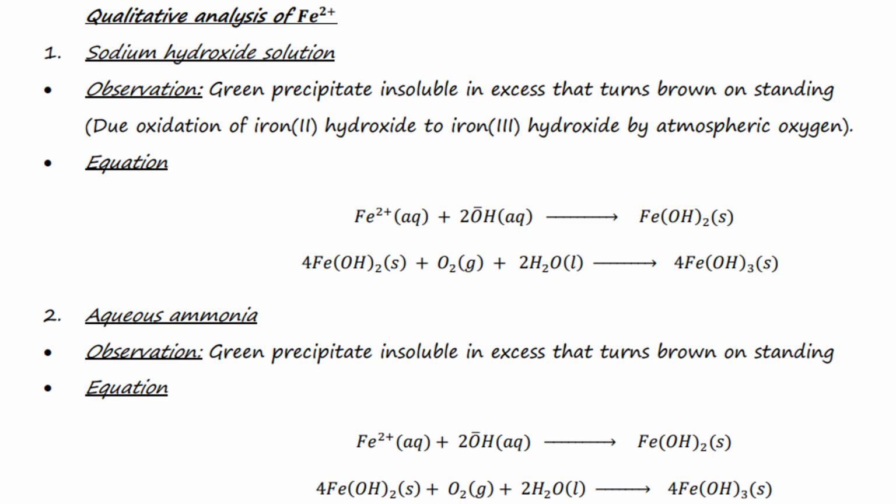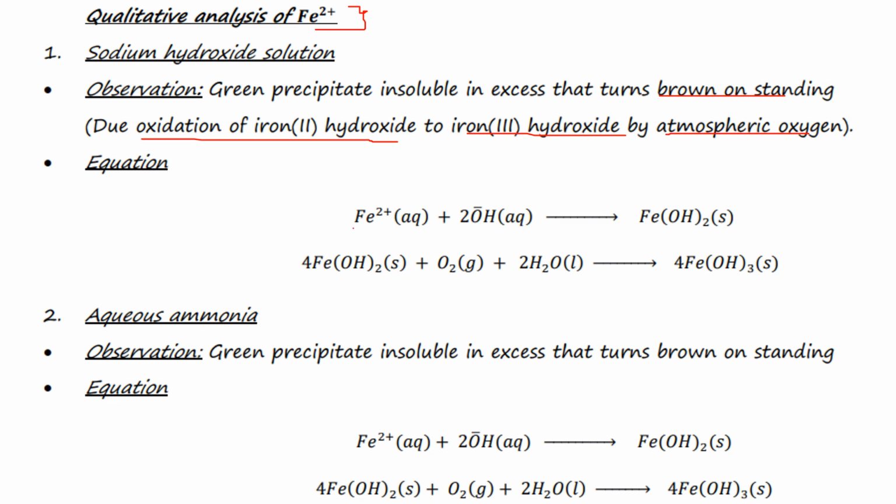Now let's look at the qualitative analysis of the two different ions. So you're going to start with the iron 2 ion. Some of the preliminary reagents we have are sodium hydroxide together with ammonia, and they all give the same observation together with the same equations. So we're going to first go through one because they give the same observation and same equations. So we're going to say that a green precipitate is soluble in excess, which turns brown on standing. And the explanation for turning brown on standing is going to be due to oxidation of the iron 2 hydroxide, which is being formed, to iron 3 hydroxide, and this is done by aerial oxidation or by atmospheric oxygen.